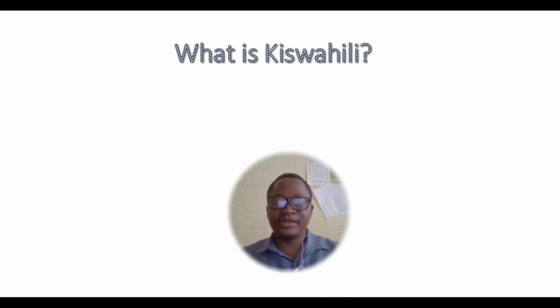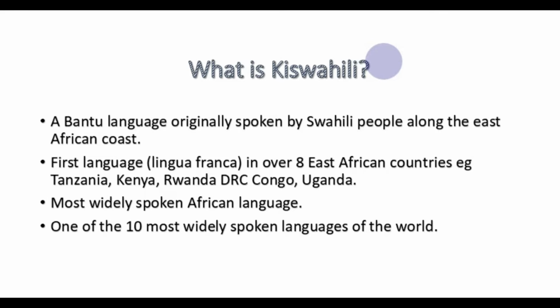This is our introductory lesson, and we are going to learn about what Kiswahili is, where I'll be explaining what exactly this language is. Sit back, relax, and enjoy. So, what is Kiswahili? Where is this language from? And who are the speakers of this language? Kiswahili is a Bantu language. It originated from Africa. And Kiswahili is originally spoken by what we call Swahili people who are found along the East African coast.